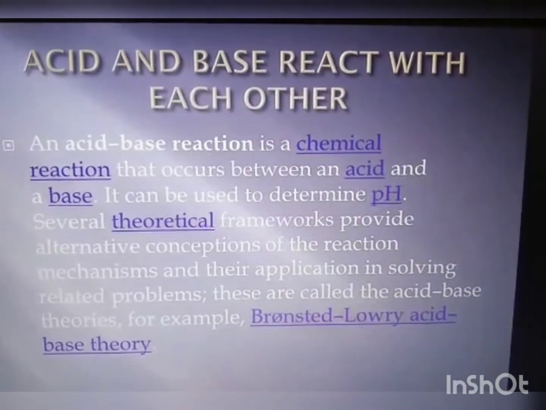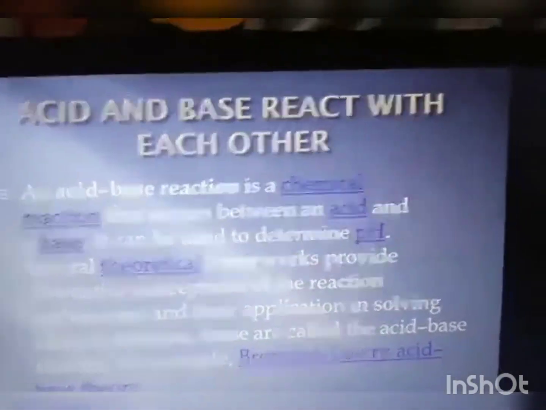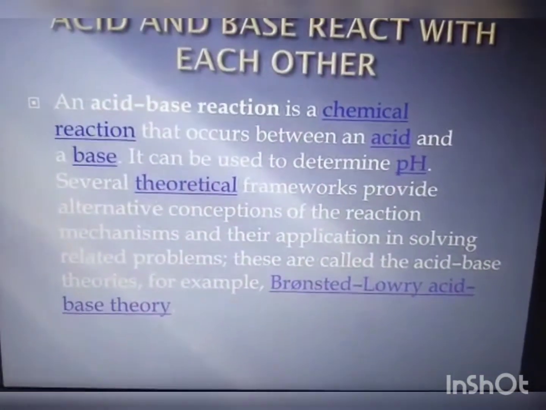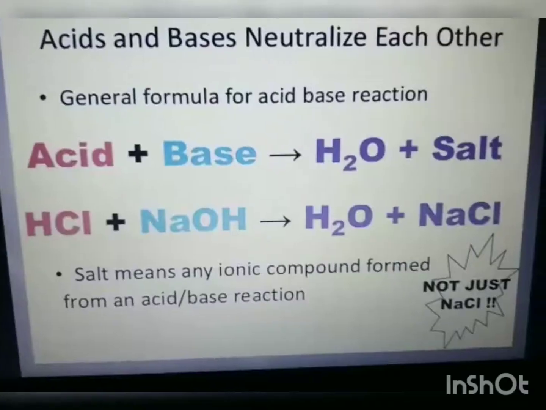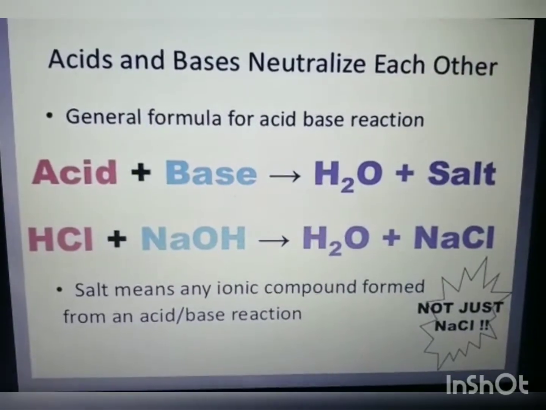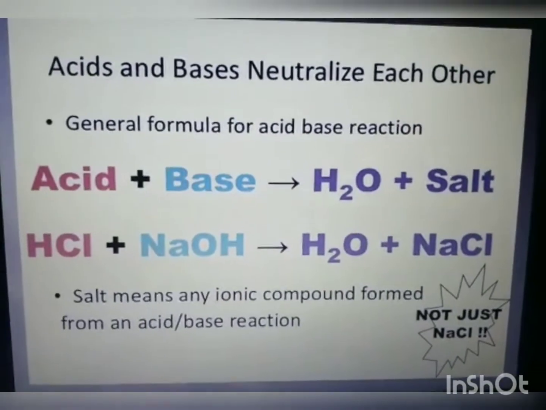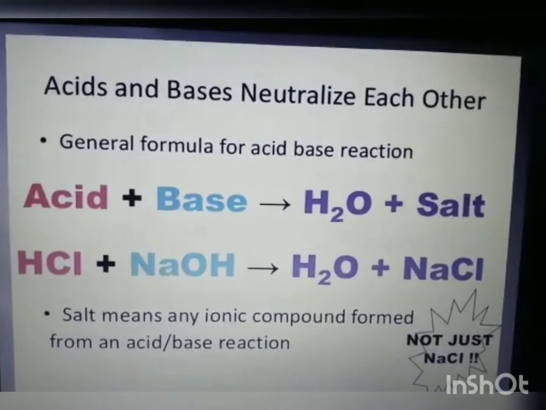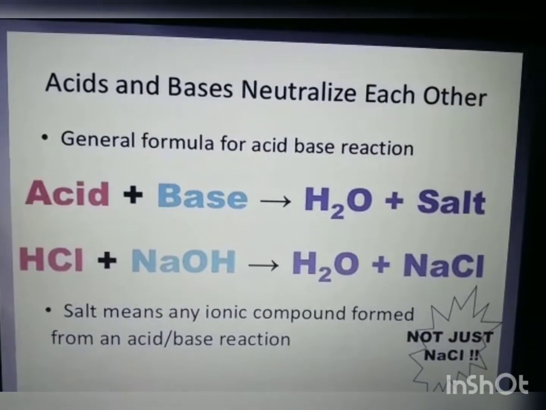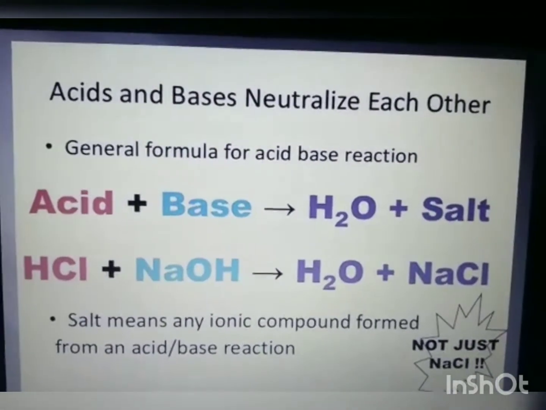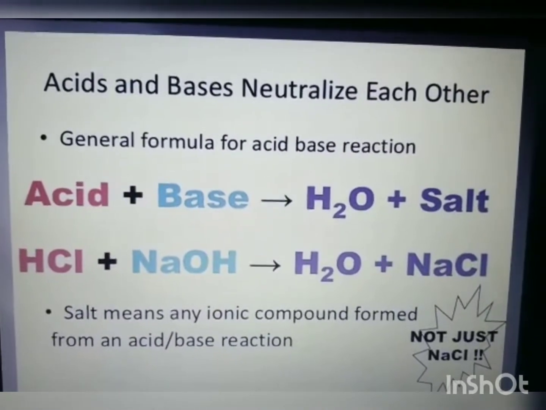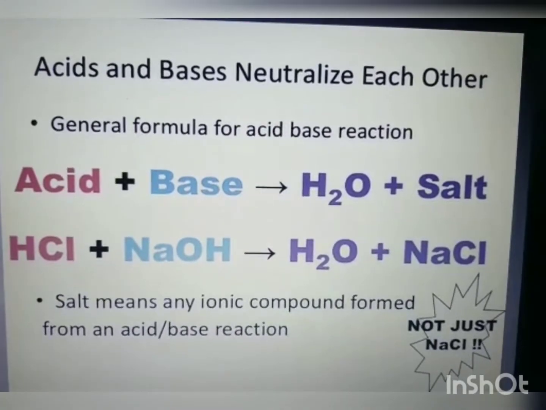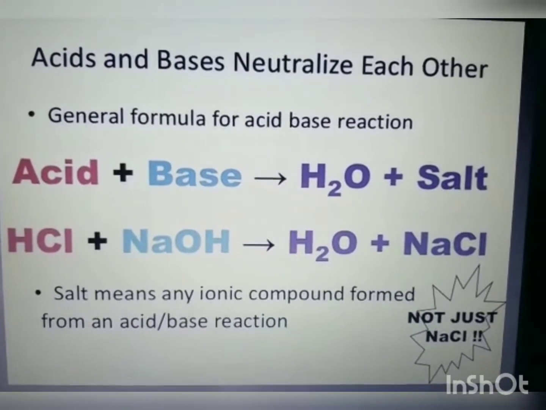See student, when acid and base react with each other, it always forms salt and water. What we have discussed earlier also. And now next is acids and bases neutralize each other. Here's the general formula for acid and base reactions. That is acid plus base, it gives water and salt or salt and water. Salt means any ionic compound which is formed from the reaction between acid and base.